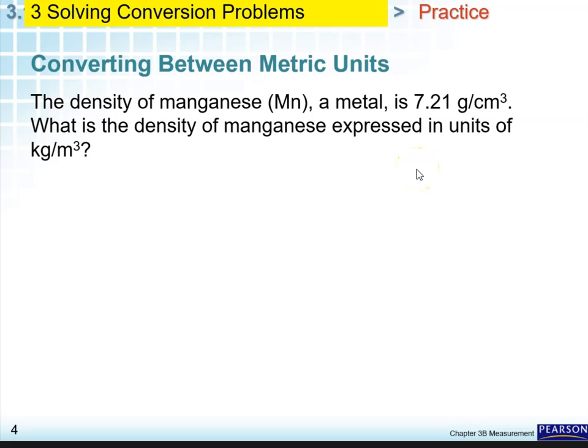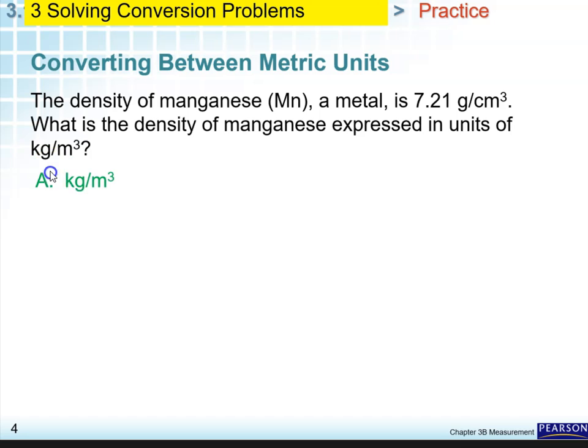Step 1, what is the problem asking for? That's not a problem, I see that. I'm looking for kilograms per meters cubed. I can handle that. Gaining some confidence here. Then, in ages, what is given? 7.21 grams per cubic centimeter. Again, not a problem. Now we've got to deal with the units. We've got kilograms and grams. We've got meters cubed and centimeters cubed.